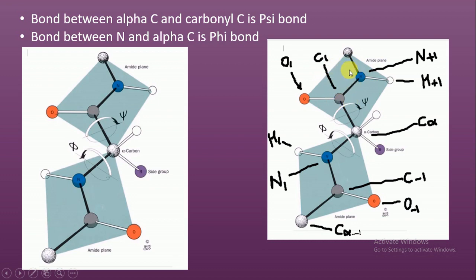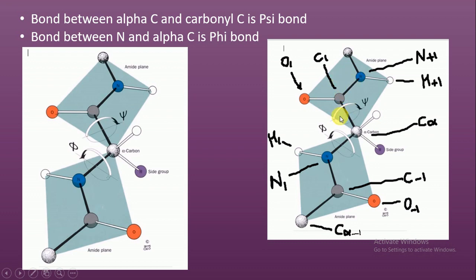and this plane can rotate about this alpha carbon in this way. You can see the rotation axis over here. This way this plane can rotate, and this plane can rotate in this way. You can see the rotation axis of this plane, and this is the rotation axis of this plane.